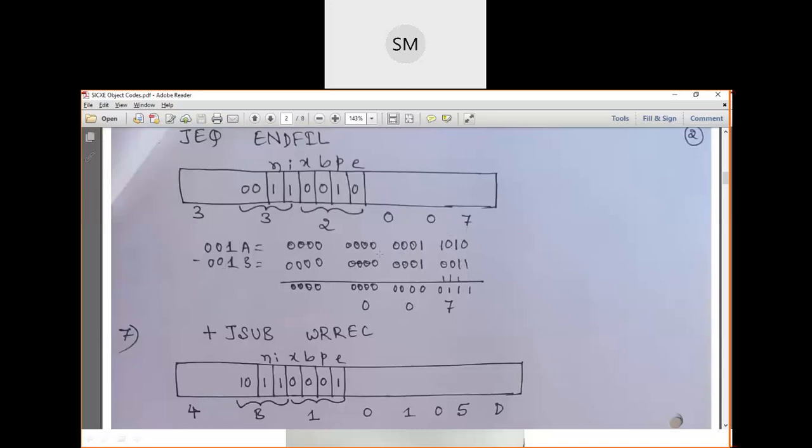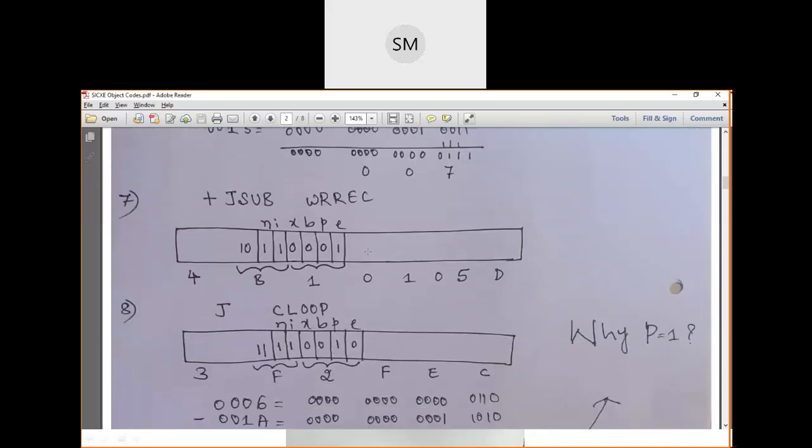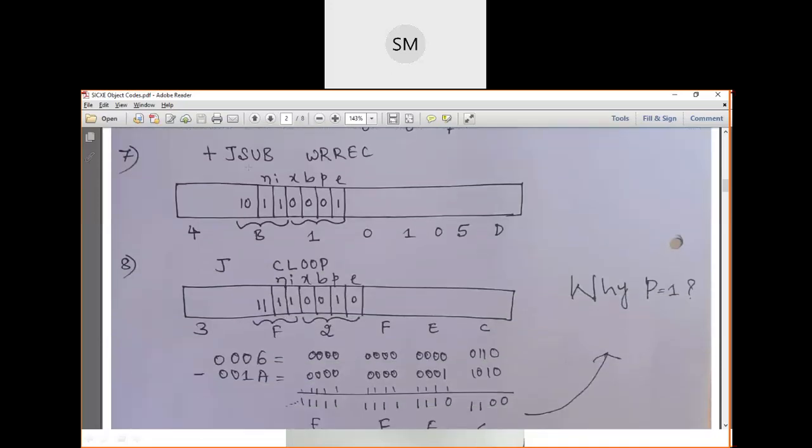Like this, you should find out the next instruction, plus JSUB, which is format number 4. The 20 bits of address, you will directly take as 105D. It means it is the address of WRREC. So b is also 0, p is also 0, but e is 1.